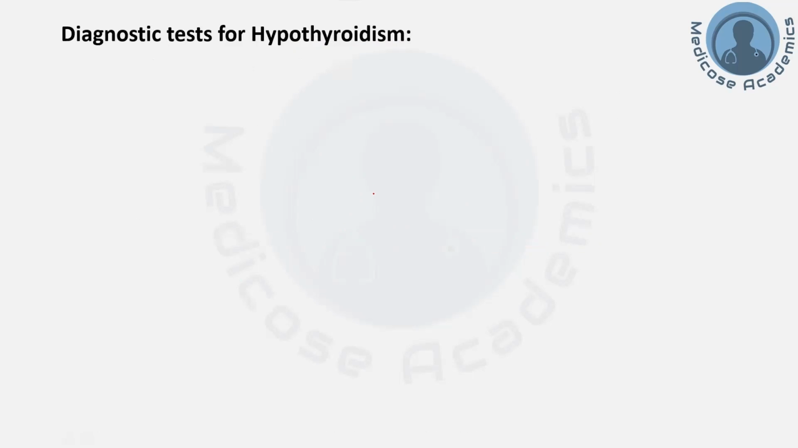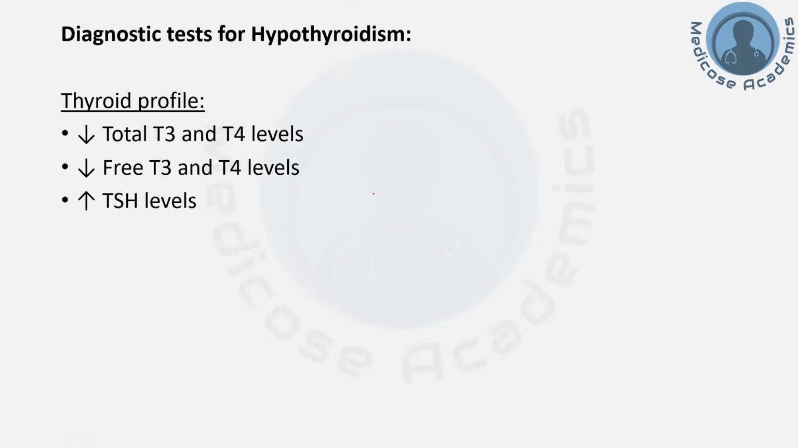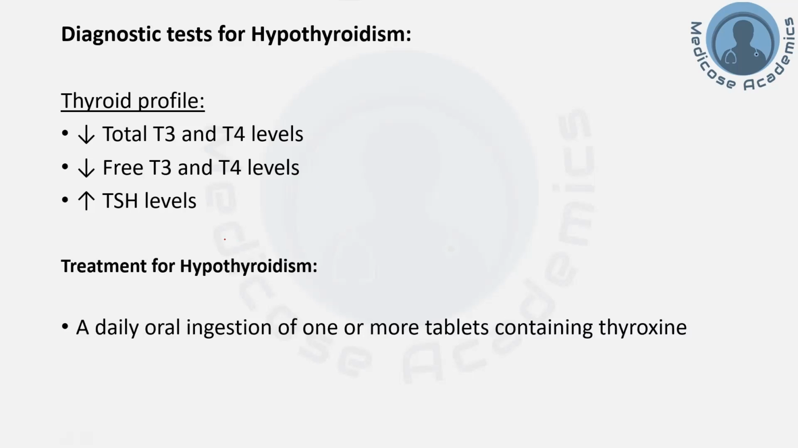will be decreased. So in the diagnostic tests of hypothyroidism in the thyroid profile, total T3 and T4 levels will be decreased. Free T3 and T4 levels will also be decreased. However, the TSH levels will be high because of the loss of the negative feedback effect. Treatment for hypothyroidism involves the ingestion of thyroxine, which can be given in the form of oral tablets.